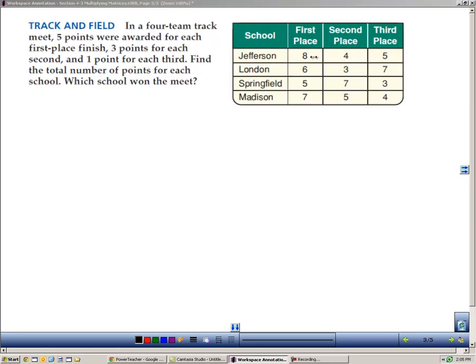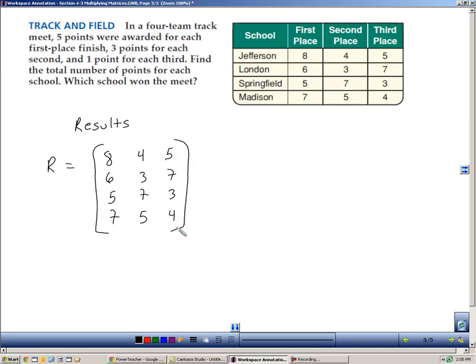Here's an example of a problem we can solve if we create matrices and then multiply them. We're given some places for some schools in a track meet. We're told that teams are awarded 5 points for first place, 3 points for second, and 1 point for third. So I'm going to have a matrix for the results, and I'm going to call that matrix R, and it's going to be made up of these numbers over here.